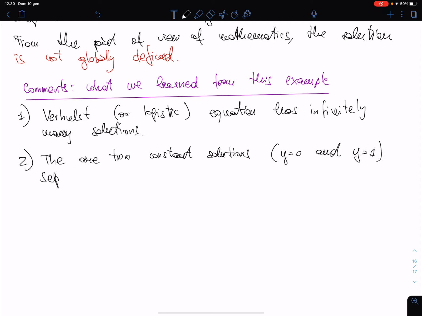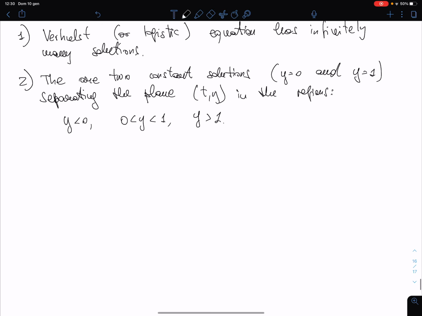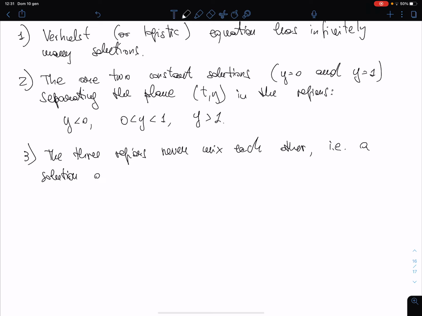They separate the plane t, y into three regions: y less than 0, y between 0 and 1, and y larger than 1. Third, the three regions never mix with each other. They do not communicate, okay? Which means that every solution always belongs to one region for every time of existence.